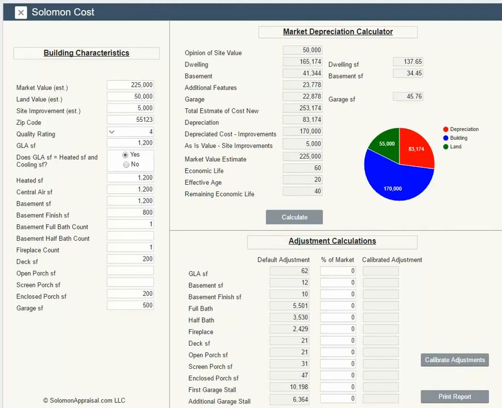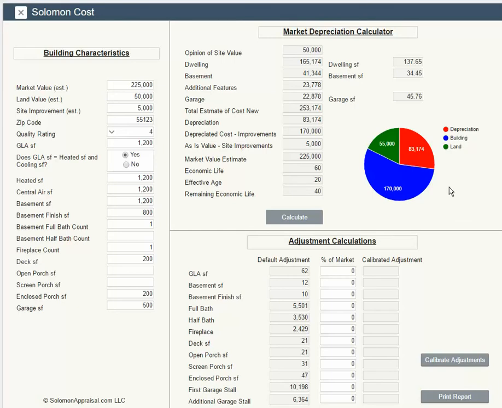Solomon automates the depreciated replacement cost method of developing adjustments for the sales comparison approach. The adjustments are market-based because depreciation is extracted from the market. Solomon has been updated to include a pie chart that does a great job of showing the interactions of site value, building cost, and depreciation.